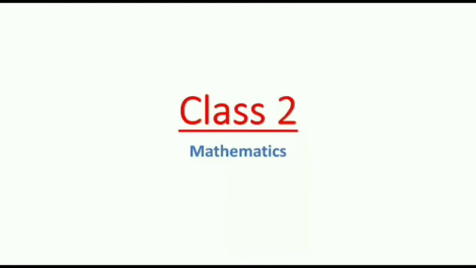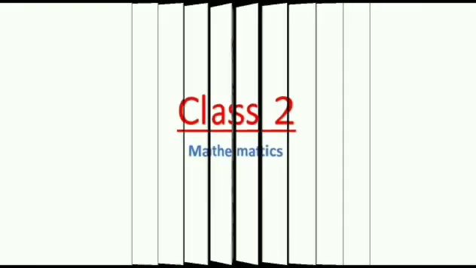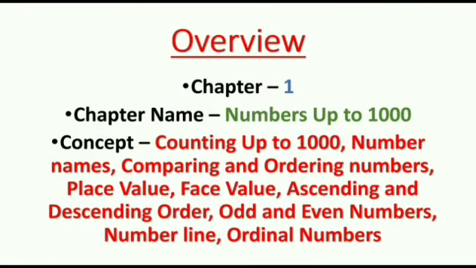Today we are going to study mathematics for class 2. Let's have the overview. Chapter number is 1. Chapter name is Numbers up to 1000. Concept: counting up to 1000. Number names, comparing and ordering numbers, place value, face value, ascending and descending order, odd and even numbers, number line and ordinal numbers. These are the topics which you will study in this chapter.